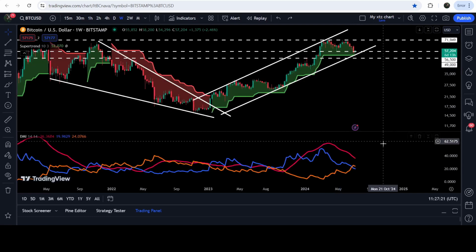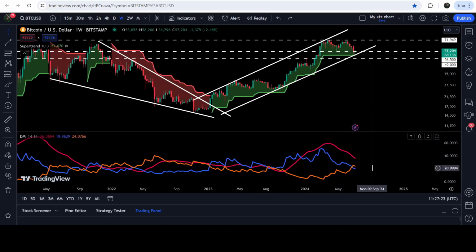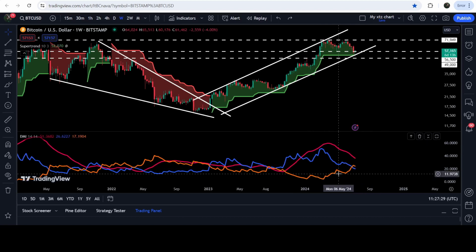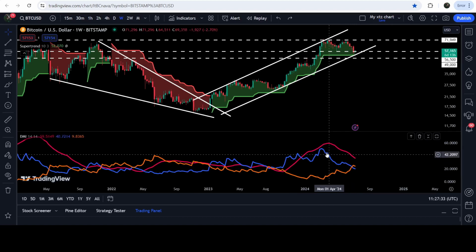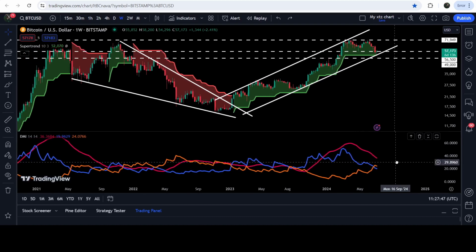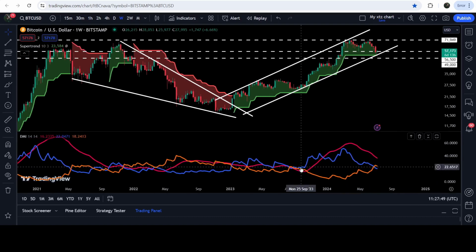If we take a look at the directional movement index, you can see that this orange line has crossed the blue line. That is a bit critical because this orange line represents the bears, that is the negative directional index, and this blue line represents the bulls, the positive directional index. And whenever the blue line crosses up the orange line, that is a significant signal for buying and for another bull rally from here. And you can see that we crossed up here.